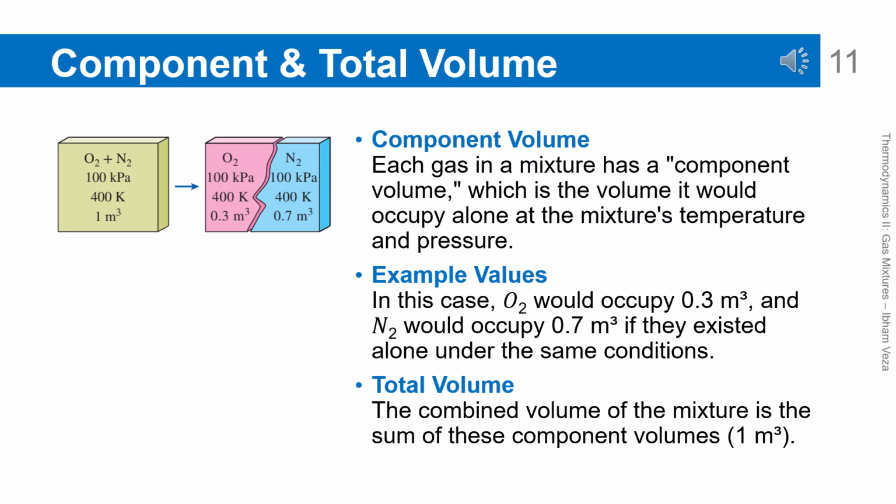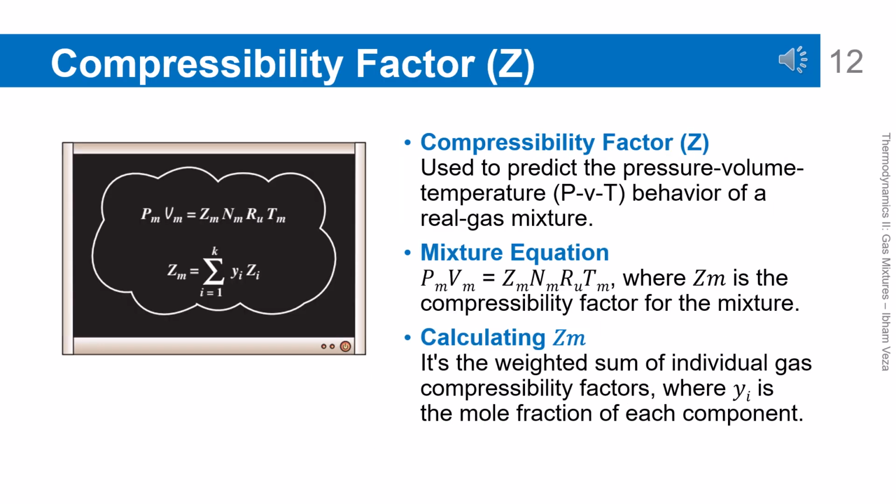The example shows O2 occupying 0.3 meters cubed and N2 occupying 0.7 meters cubed under the same conditions. Their sum gives a total mixture volume of 1 meter cubed. This provides a clear visualization of how Amagat's law works. The concept reinforces the idea that mixture volume can be viewed as the sum of individual contributions.